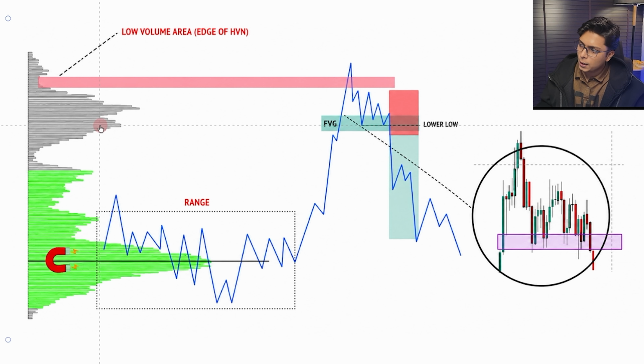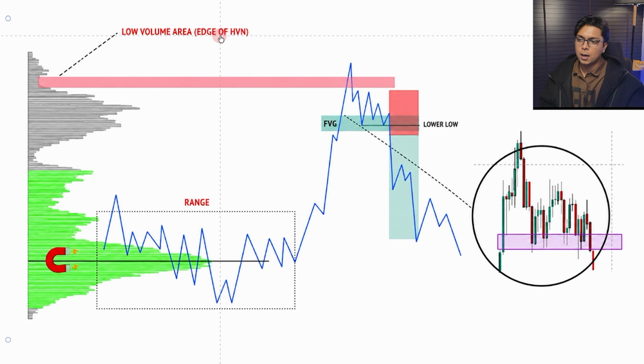Go there and you'll find the explanation about how I use the high volume node, the low volume node, or LVN, and the edge of the HVN as a supply demand area, and it is more like basic price action and market structure understanding to help you perform well in the market.